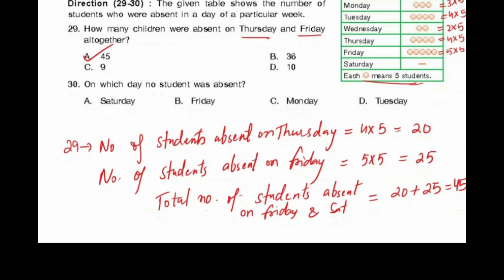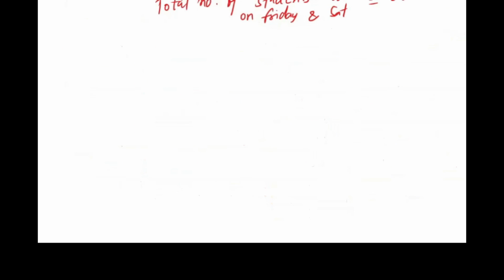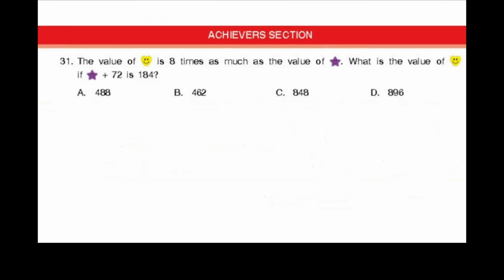On which day no student was absent? It's Saturday. On Saturday, there is no student absent. That means there must be some activity going on Saturday. That's why students are more interested.